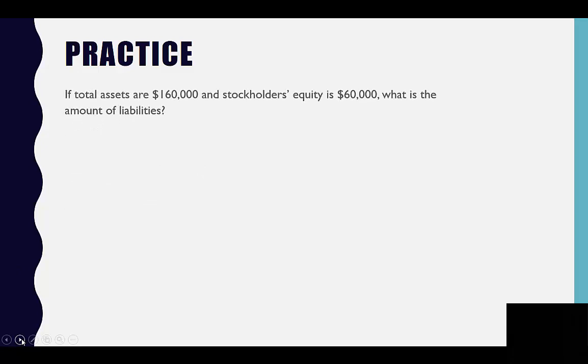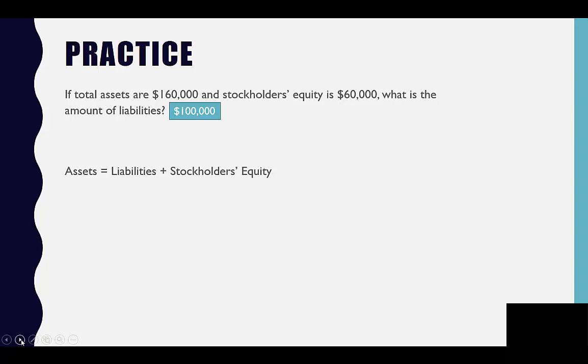The next example is similar. If total assets are $160,000 and stockholders' equity is $60,000, what is the amount of liabilities? The answer is $100,000. Again, we're using the basic accounting equation, aka the skeleton form of the balance sheet, to solve this.